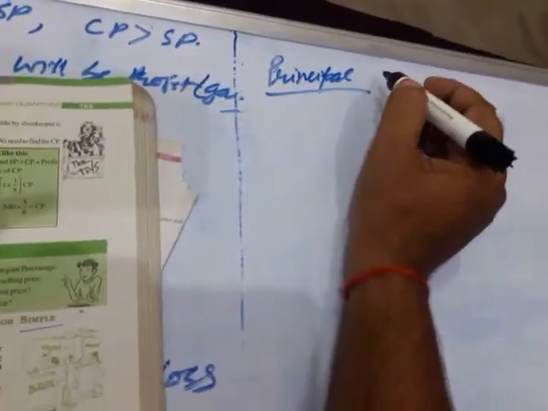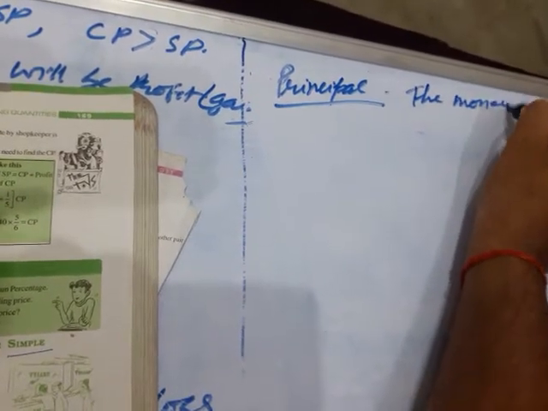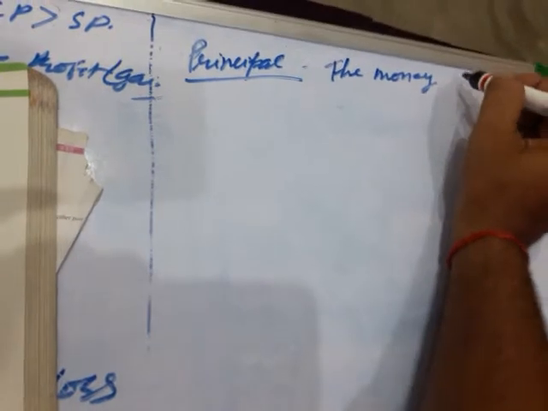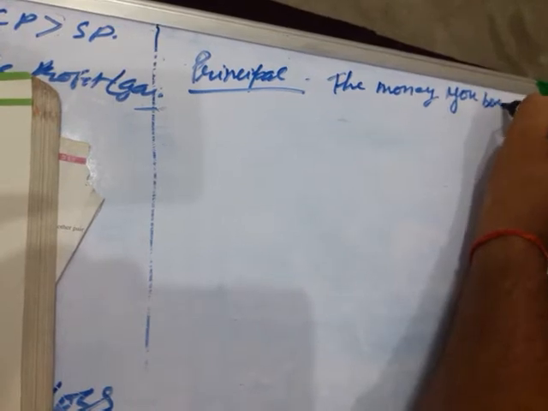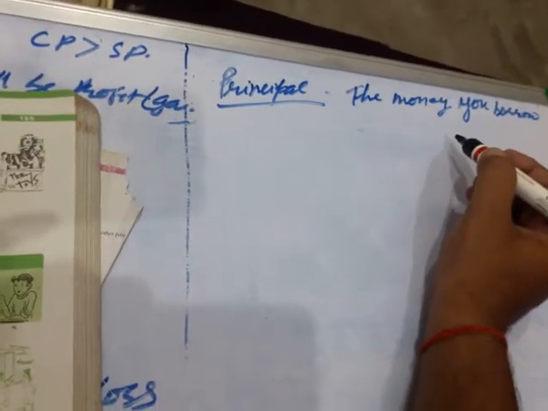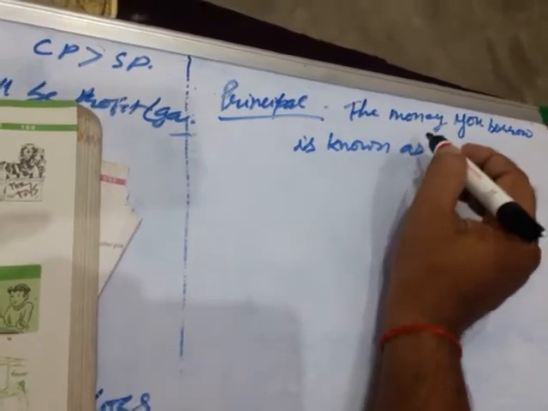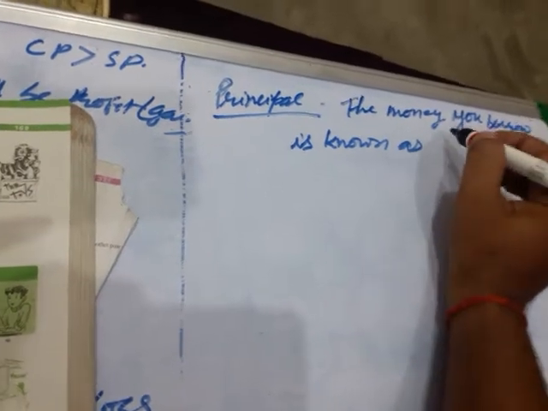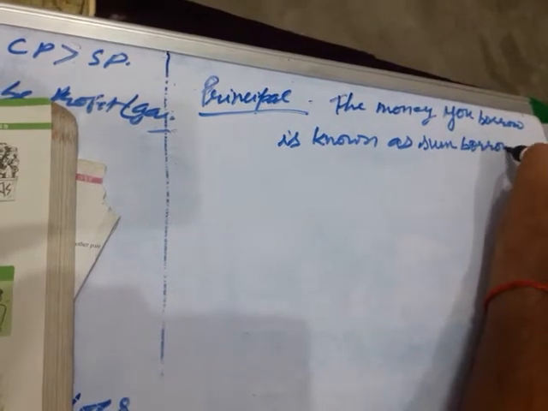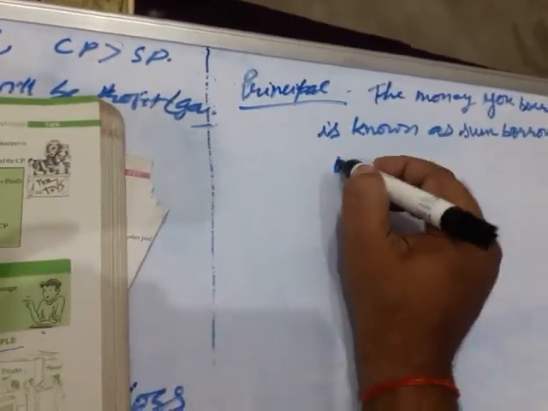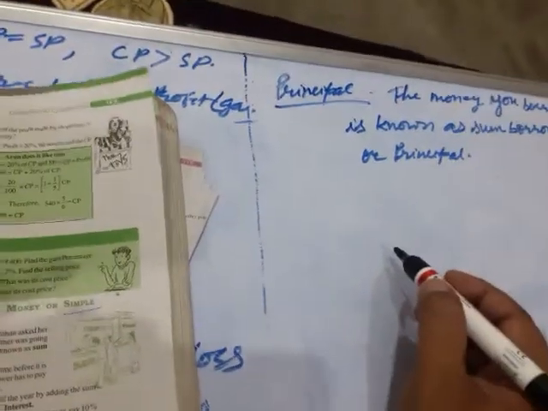The money you borrow is known as the sum borrowed, or principal. Okay children, what is interest?